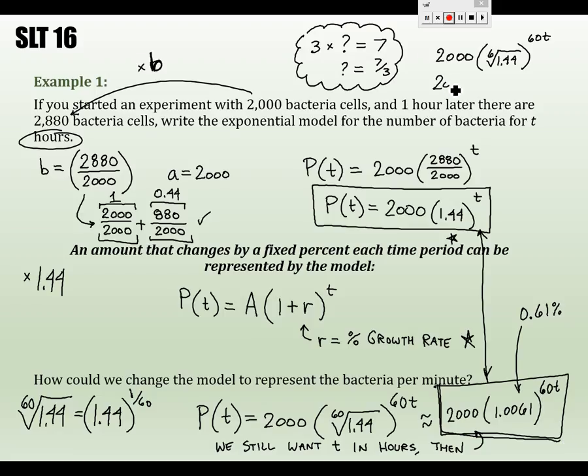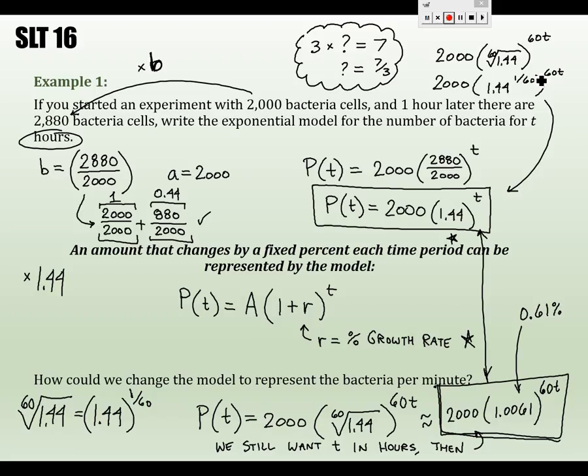You bet it is. Isn't this just 1.44 to the 1 over 60 to the 60t? And then multiplying exponents gives you this, doesn't it? If you multiply these two exponents, you get just 1.44 to the t, because 1 over 60 times 60 is just 1. So if you multiply the exponents up there, you do in fact get what we started with.